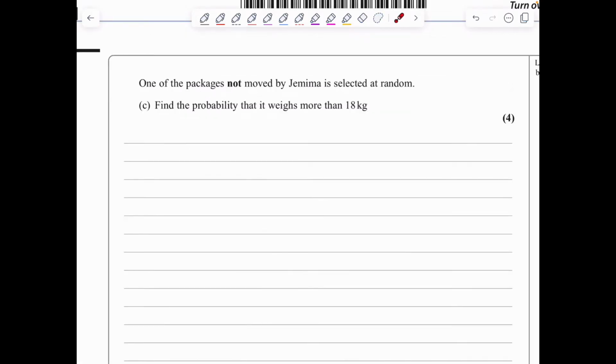In part C, we've got that one of the packages not moved by Jemima is selected at random, and we need to find the probability that this specific package weighs more than 18 kilograms. Well, it makes sense to draw a bell-shaped curve to see exactly what's happening here. So this is the distribution of the weights. Its mean is at 18. We know for sure that this package was not moved by Jemima, so it means that it's somewhere here. It's certainly less than 23.6 kilograms in weight that we found from before.